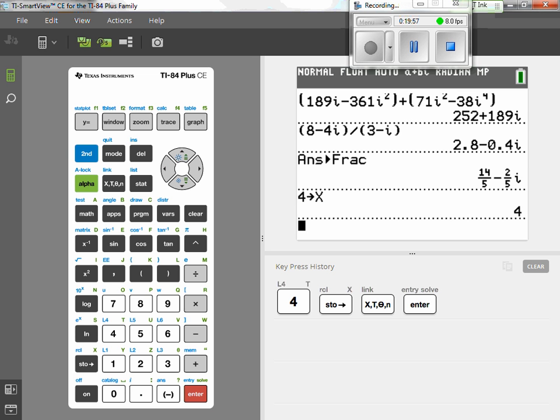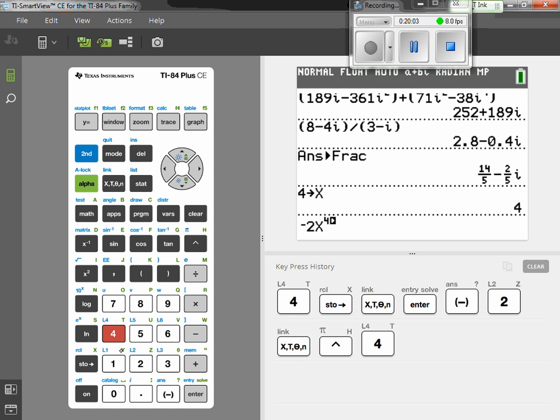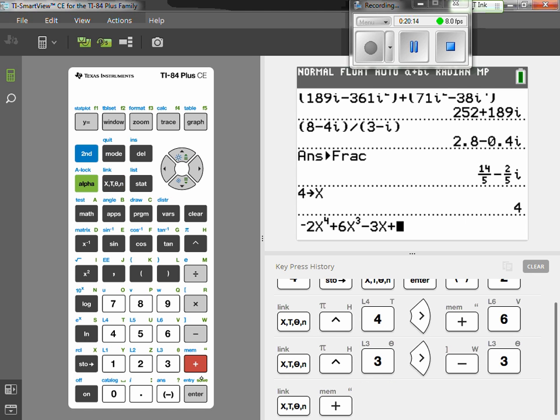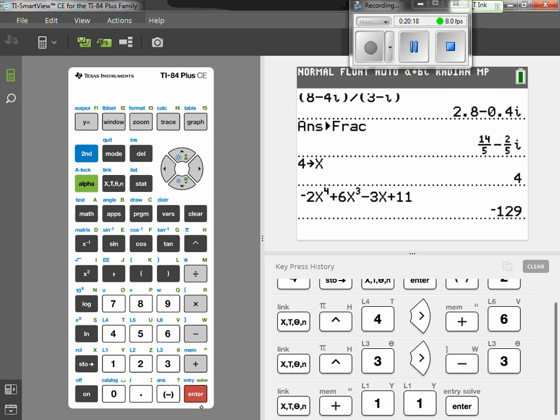4. Okay, now what I can do is go negative 2x to the 4th, cursor over, plus 6x to the 3rd, minus 3x plus 11. And hit enter.